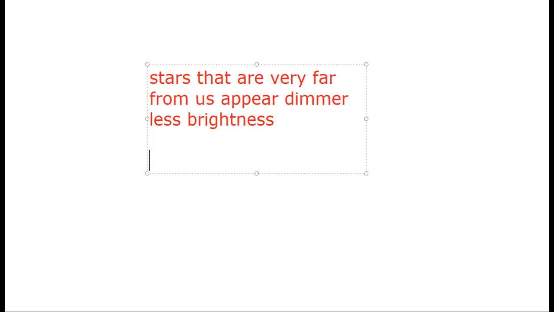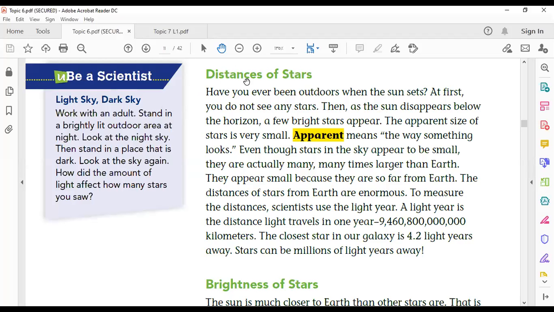Our sun, or Earth's sun, is a star. It's very close to Earth. For this reason, its brightness appears huge because it's very close to us, but it doesn't mean that the sun is the largest star. As we mentioned yesterday, the sun is medium sized. Are you with me?